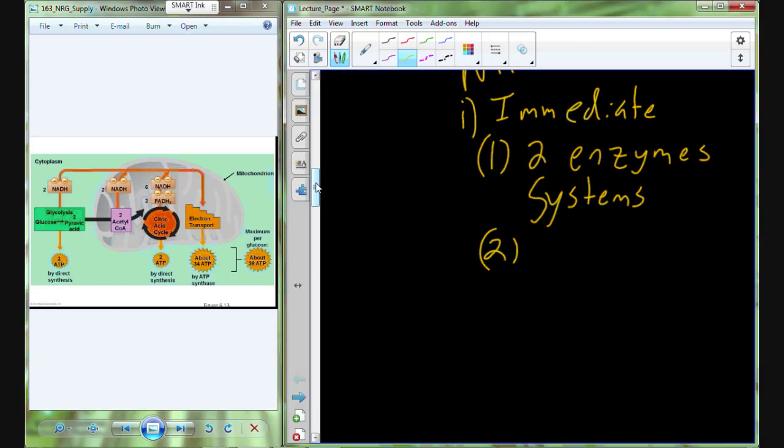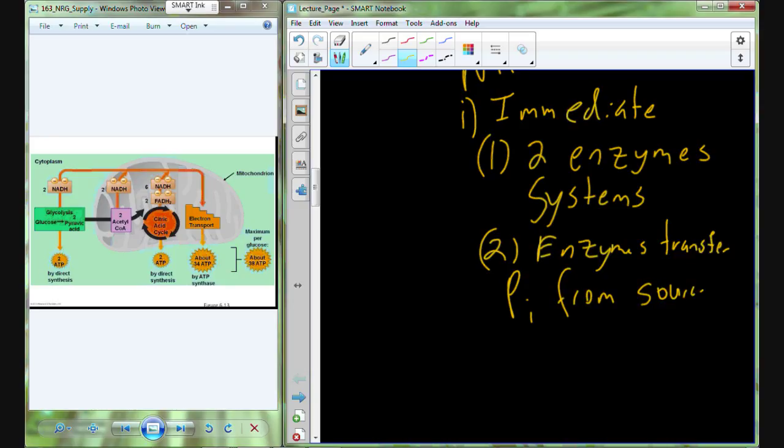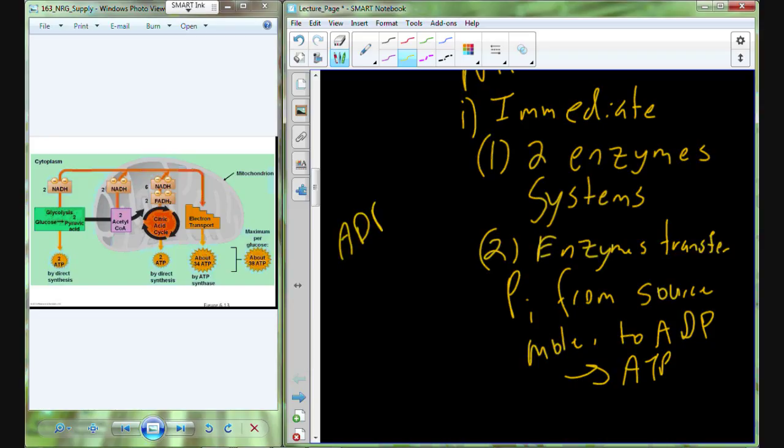And really, both of these are going to be enzymatic systems that help to facilitate the transfer of inorganic phosphate from a source molecule to ADP, which will help us to generate ATP. The chemical equation here, in brief terms, will be ADP plus inorganic phosphate to generate ATP.